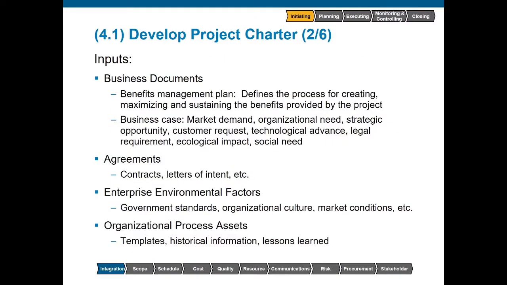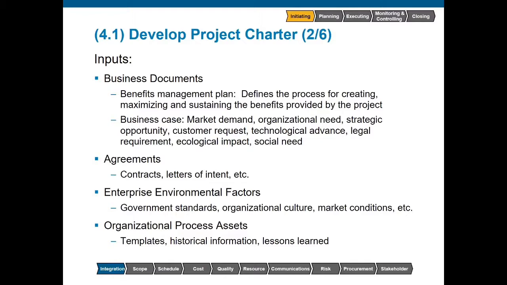Inputs to this process include business documents. The benefits management plan tells us how the project will contribute to the business goals. The business case tells us a little bit more about why we're doing this. The business need and cost-benefit analysis are normally contained within the business case. The business need is what we're satisfying through completion of this project.